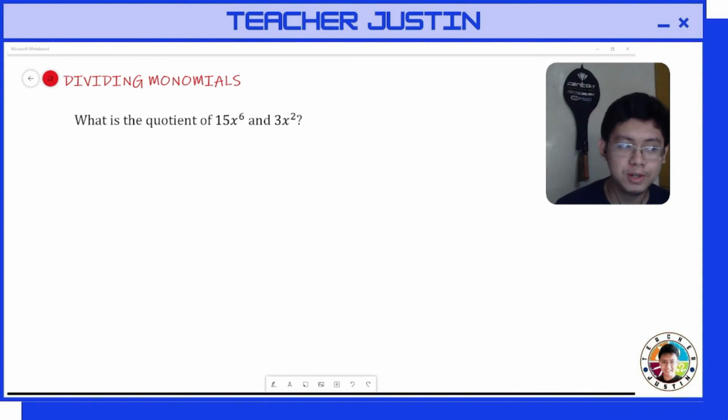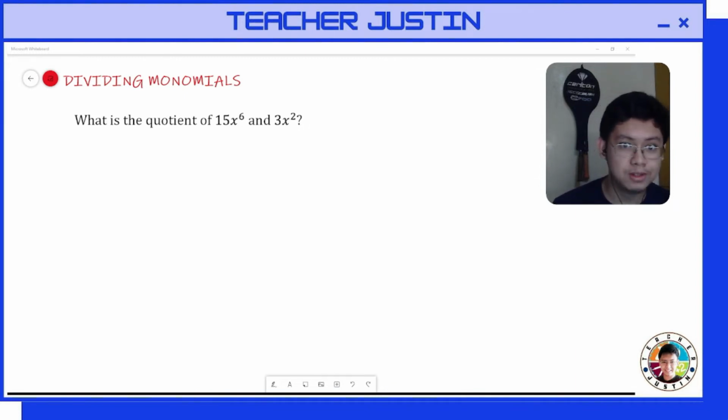On today's topic, we're going to talk about dividing monomials, answering the question, what is the quotient of 15x raised to 6 and 3x squared? First thing that we need to do is to translate this statement into an algebraic expression. And since we use the word quotient, we are dividing these two monomials.